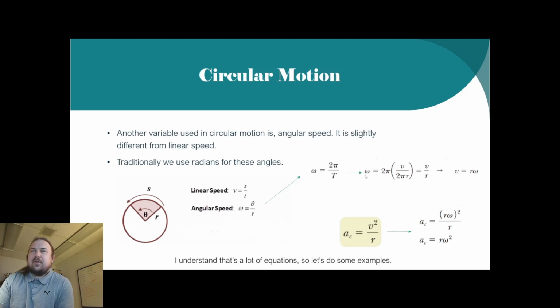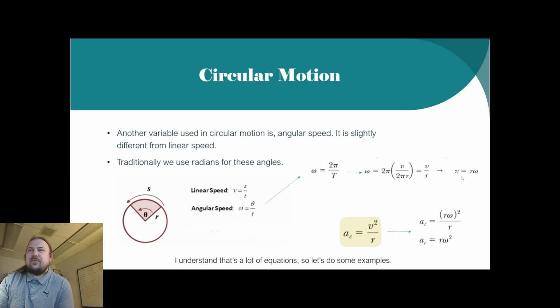I end up with omega, the angular speed, is equal to 2 pi times velocity over 2 pi r. 2 pi's go ahead and cancel. That's why we use radians, is for these nice cancellations to occur. And we end up with v over r. Okay, v being the linear speed, r being the radius of the circle, w being the angular speed.